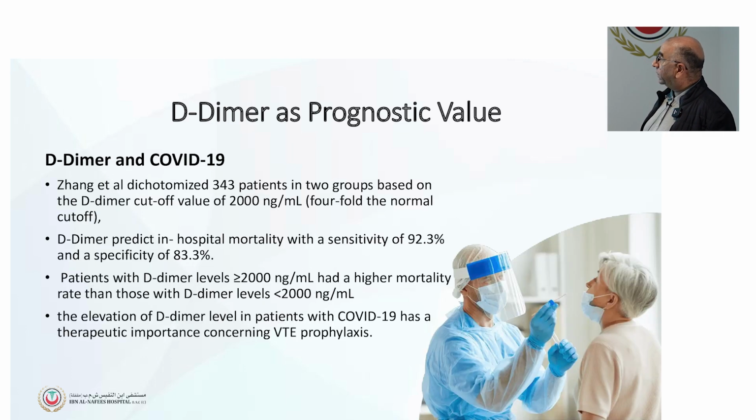Same thing in COVID. In 343 patients classified as high risk, those with D-dimer more than 2,000 had higher mortality, with a sensitivity of 92%. So elevation of D-dimer in COVID patients also has therapeutic implications. That means we have to intensify the prophylaxis therapy because they are at high risk of thromboembolism.